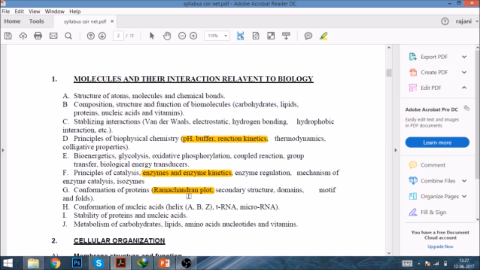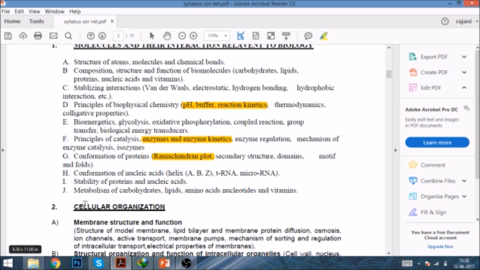And we know that in the Ramachandran plot we can recognize the alpha helical form as well as the beta pleated sheet, and also we can study the collagen triple helix in this Ramachandran plot. And about the conformation of nucleic acids, basically tRNA and microRNA, or we can also know it as snoRNA or siRNA. So you should revise these topics first.